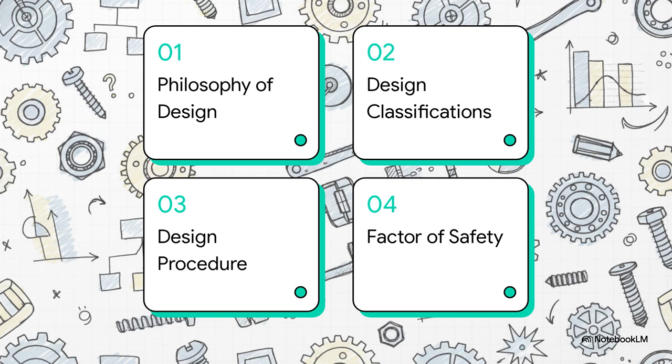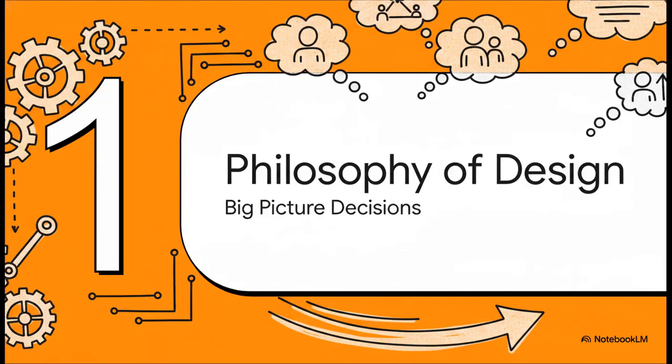1. Philosophy of machine design. 2. Classifications of machine design. 3. The machine design procedure. And 4. Calculating factor of safety. All right, part 1, the philosophy of machine design.